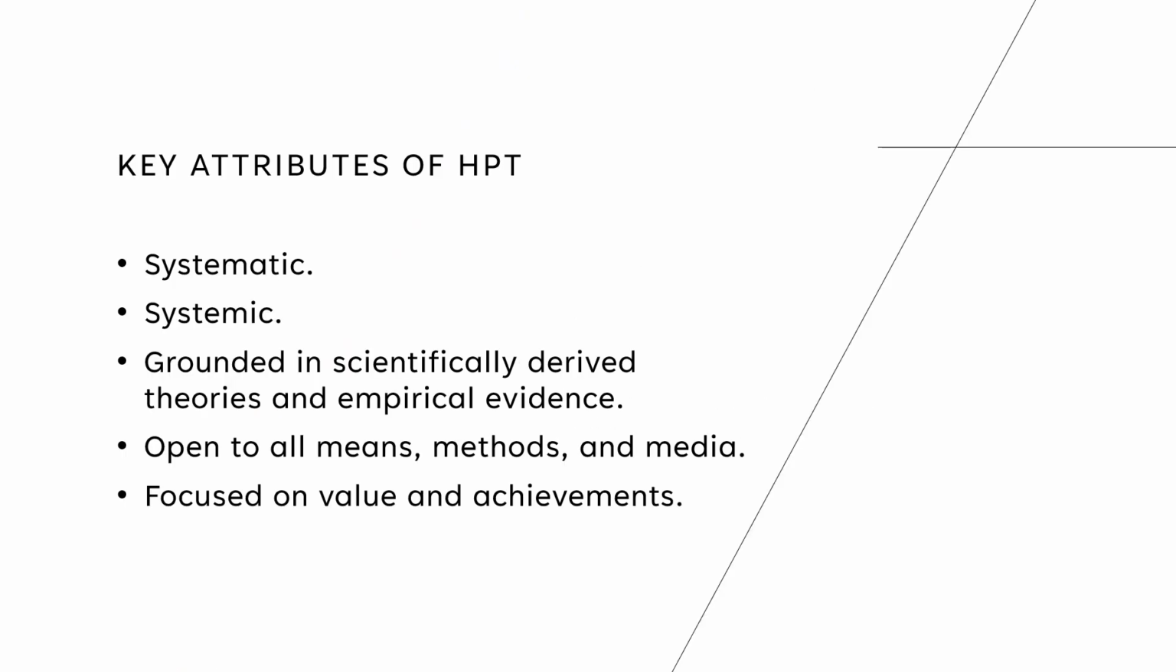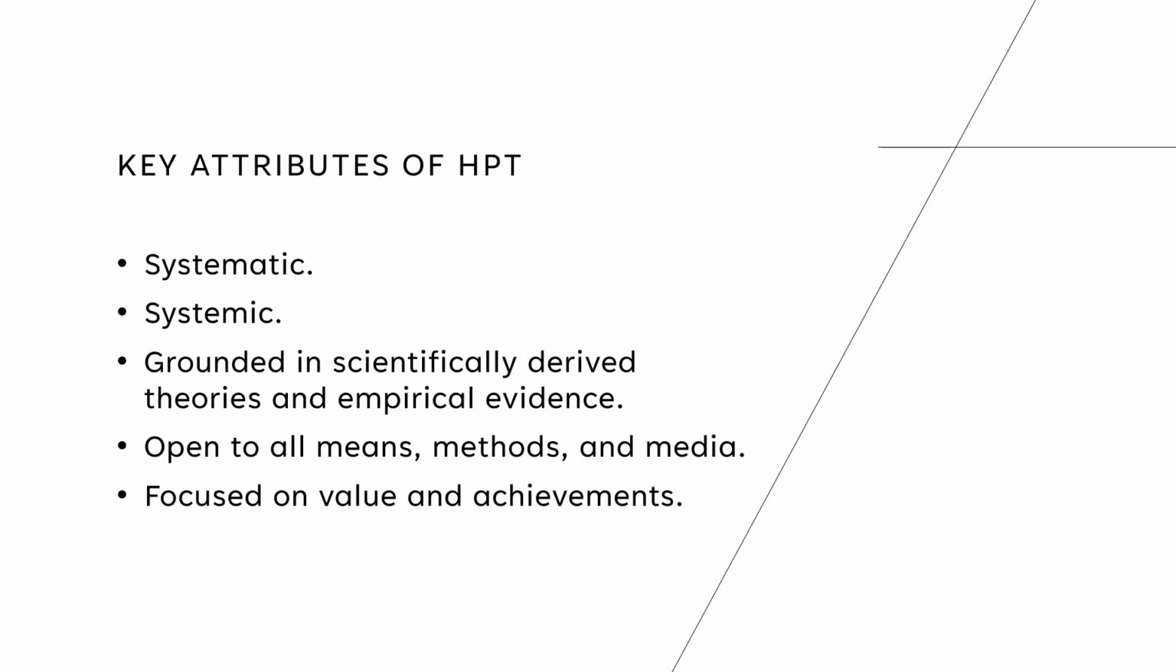O'Driscoll, along with King and Melinda, also highlight key attributes of HPT. It is systematic. This means that the HPT process moves in a step-by-step or linear fashion, which will be reflected in the model of HPT, which we'll discuss later. HPT is also systemic, meaning it looks at problems which it's intended to solve in a holistic way, viewing the problem in its entirety, including internal interactions and external connections. This is particularly important when it comes to determining a solution or intervention for the problem.